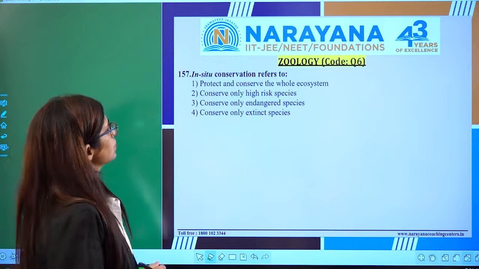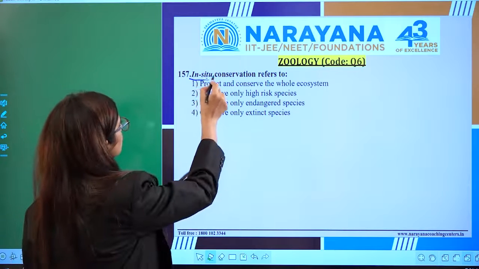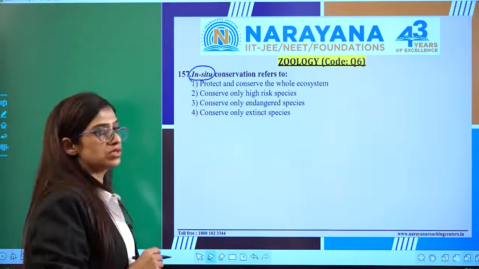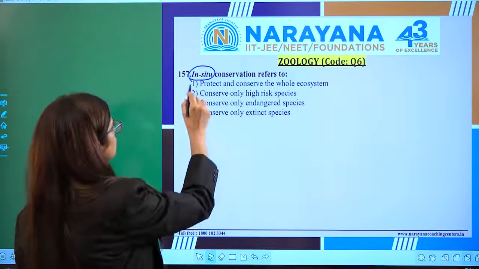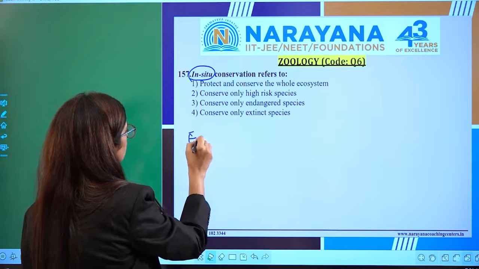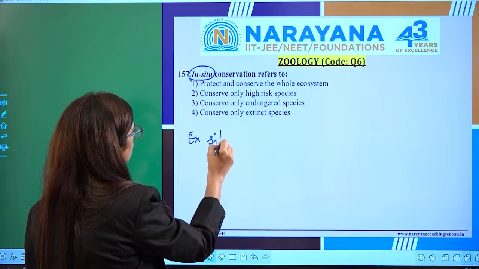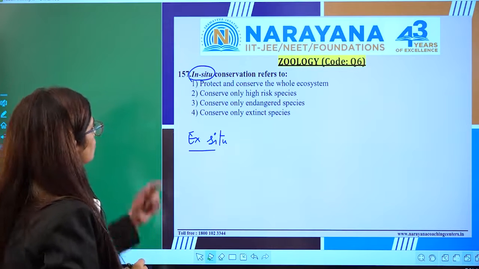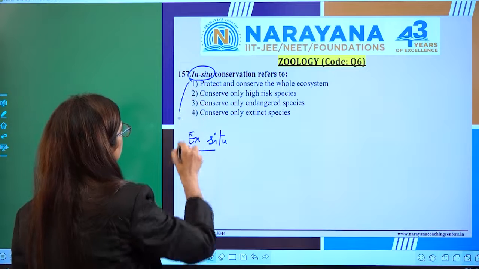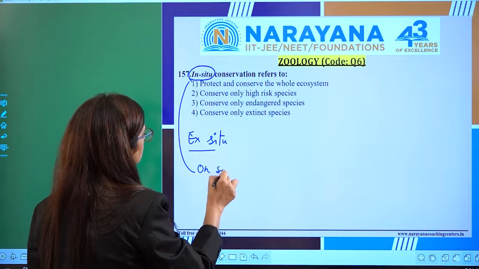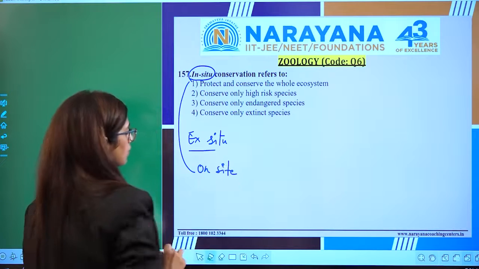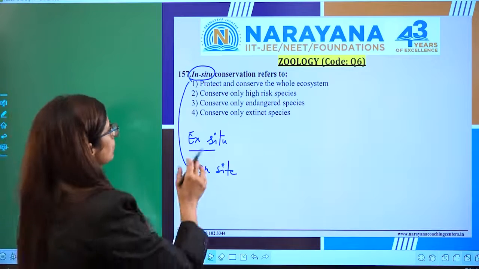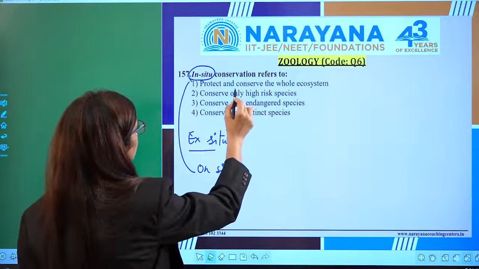In situ conservation refers to in situ. Here we have to take care of in situ, because to conserve the biodiversity we have two ways, in situ and ex situ. So in situ means on the site. Directly on the site, if we are preserving something, that is called in situ. There we don't look for the animals or the plants directly, only we conserve the whole ecosystem.